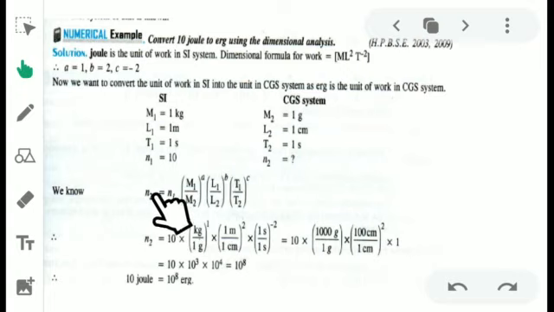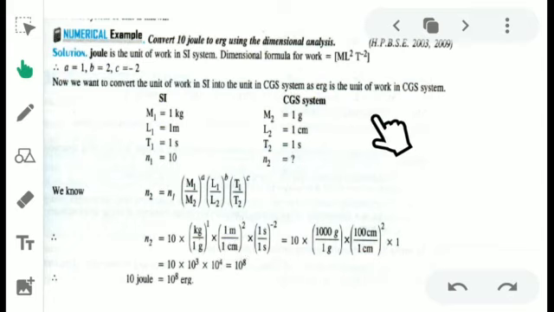Now you know this formula we already discussed in the previous session, that is N2 is equal to N1 into M1 by M2 the whole raised to A, L1 by L2 the whole raised to B, T1 by T2 the whole raised to C. We put the values here. You know that 1 kg is equal to 1000 gram, 1 meter is 100 centimeter, and both are seconds, no problem. So 10 into 10 to the power 3 into 10 to the power 4 is equal to 10 to the power 8. That means finally we got 1 joule is equal to 10 to the power 8 erg.